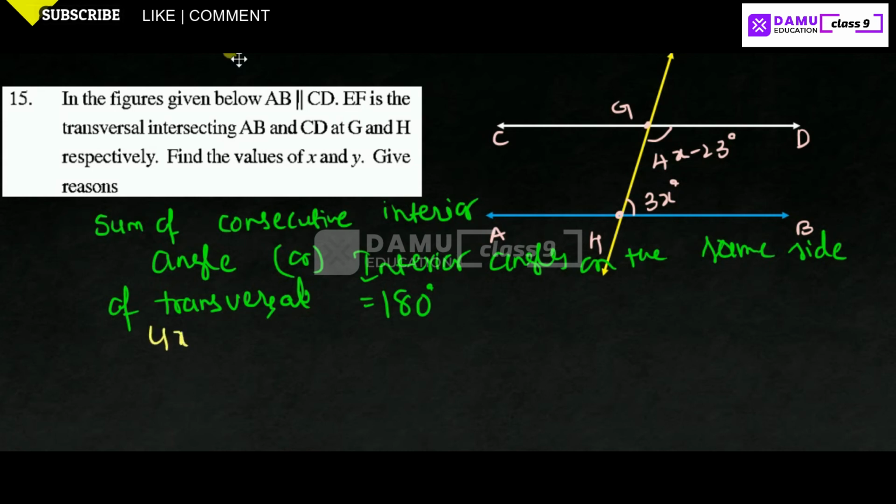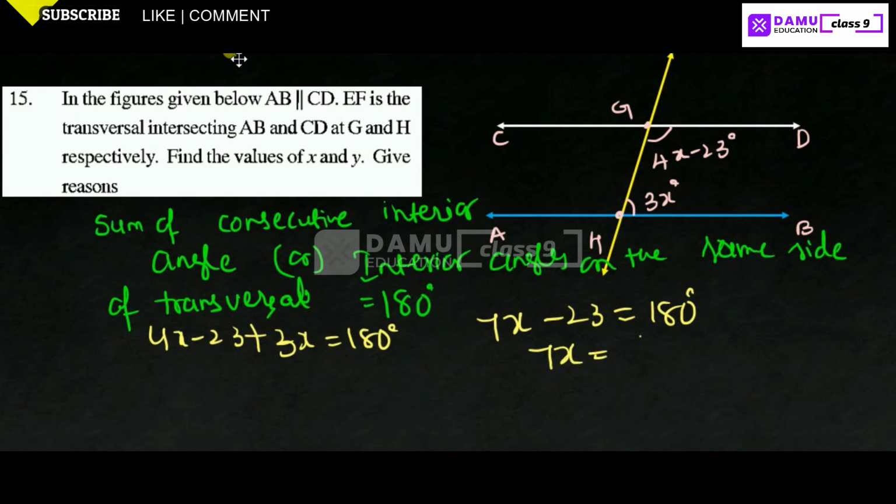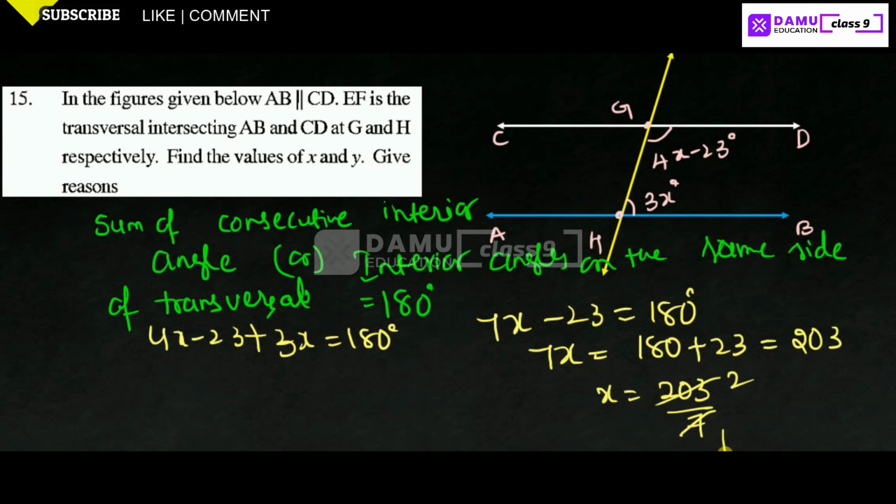That is 4x minus 23 plus 3x will be equal to 180 degrees. So here 4x plus 3x, that is 7x minus 23 will be equal to 180 degrees. Then 7x equals 180 plus 23, that is 203. That will be equal to 203 by 7. So 7 ones are 7, 7 twos are 14, then 63. 7 nines are 63, then x will be equal to 29 degrees. Like this we need to solve.